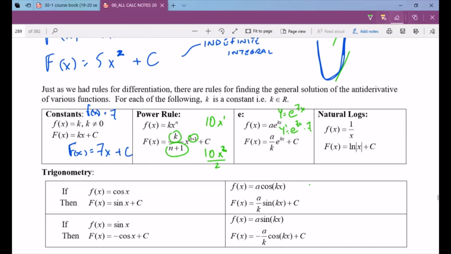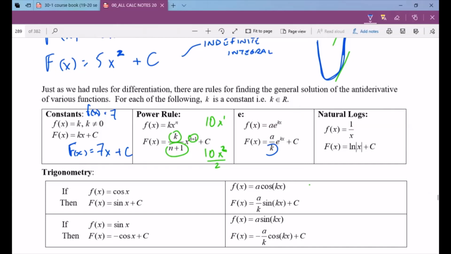So because of that, when I'm doing an antiderivative, when I'm going backwards, I'm going to have to divide out that 7 in this case. So a stays the same, a stays where it is, e to the kx stays as it is, but if I have a coefficient in my exponent, I'm going to divide that piece out, and then plus c.